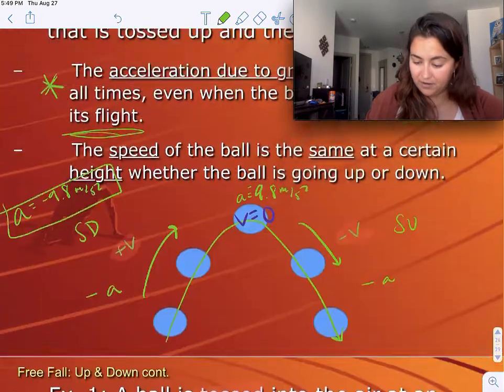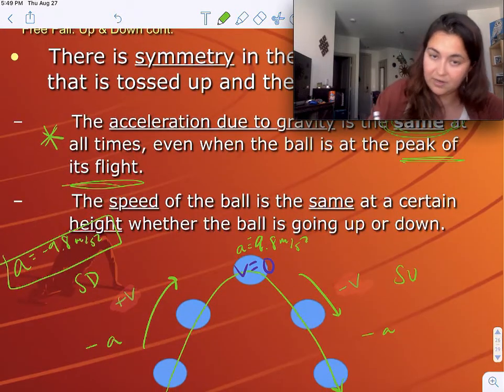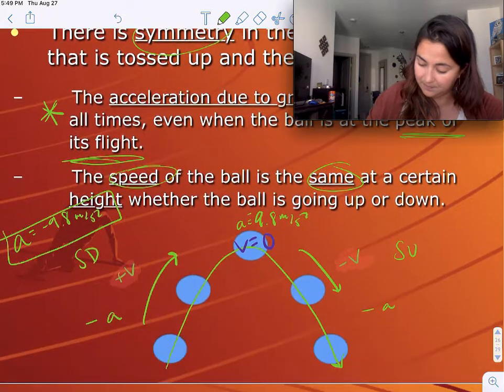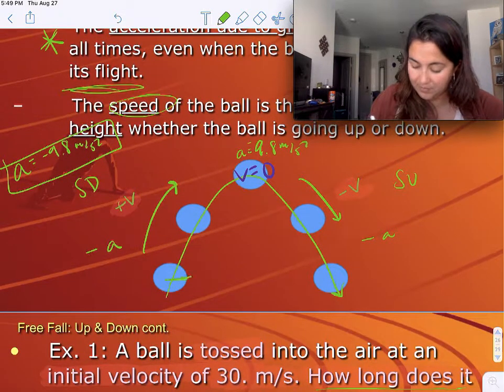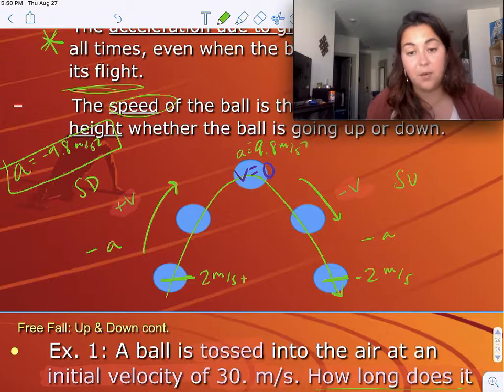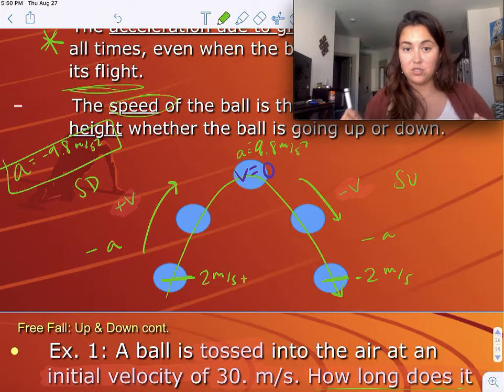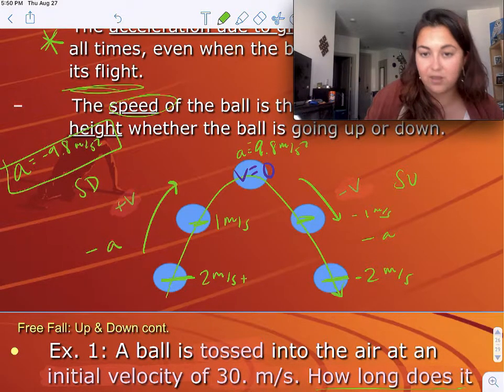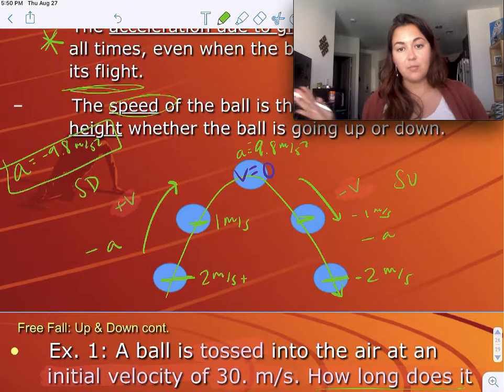I'm going to kind of jump back. That's what they were saying about this symmetry in the motion, and the height. The speed of the ball is the same. At this point in the motion, the speed of the ball, let's say it's 2 meters per second. At the exact same point on the other side, it's still going to be 2 meters per second, but it's going to be negative instead of positive because they flip directions. So if it's 1 meter per second here, it's going to be negative 1 meter per second at the exact same point on the other side. Perfectly symmetrical.